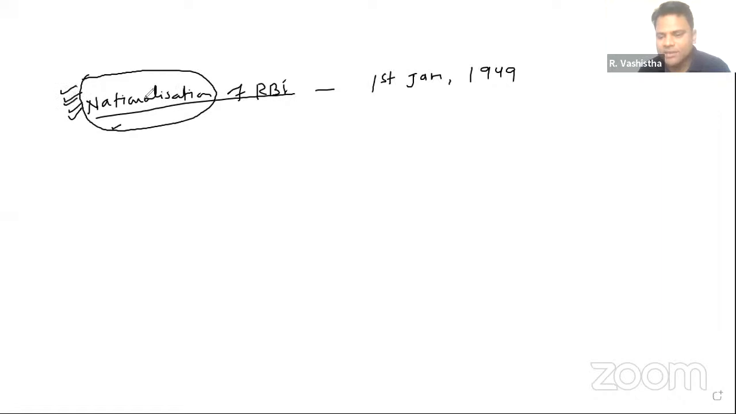Reserve Bank of India was nationalized on 1st of January 1949, and since then it has been working as an important unit of government of India. Now it's completely owned by the government of India, right? There has been no private stake in this particular bank since 1949. And in fact, this year of 1949 has been a very significant year in the banking development of India, right?